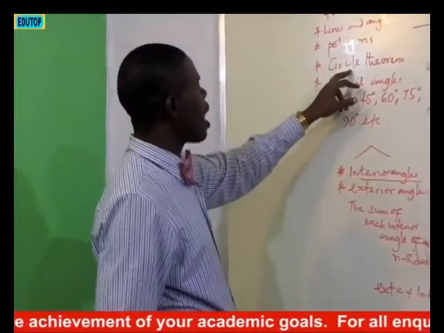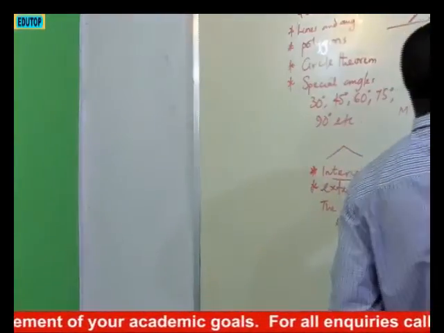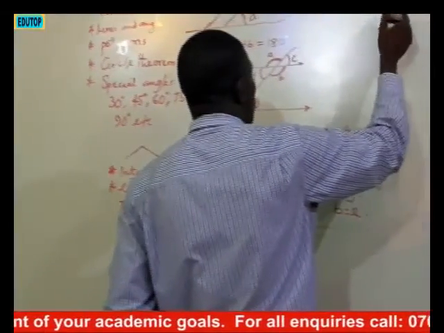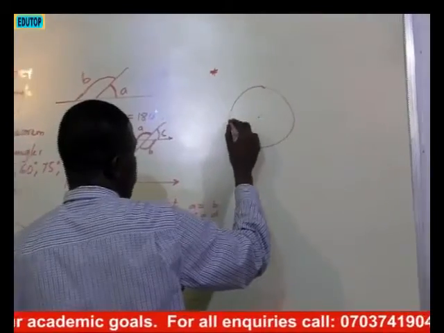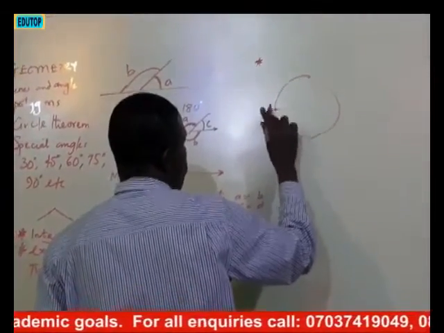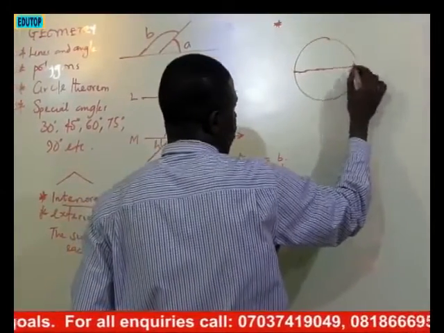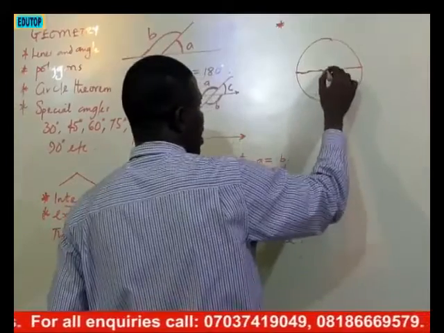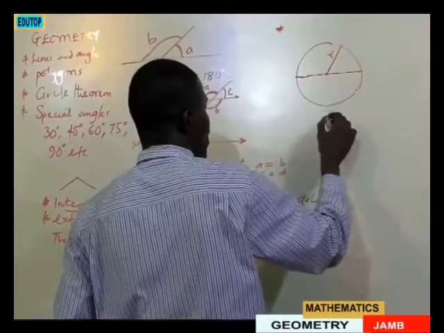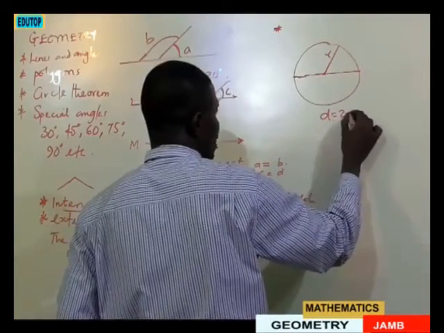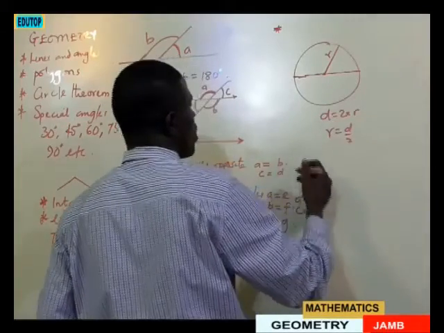Then we also have circle theorems, which we also need to know. The first, renowned one: if you have a circle and the center of the circle, a line that is drawn from one part of the circumference and passes through the center to the other part of the circumference, they call it the diameter. But a line that is drawn from the center to meet the circumference, they call it the radius. And we know that diameter is 2 times radius.